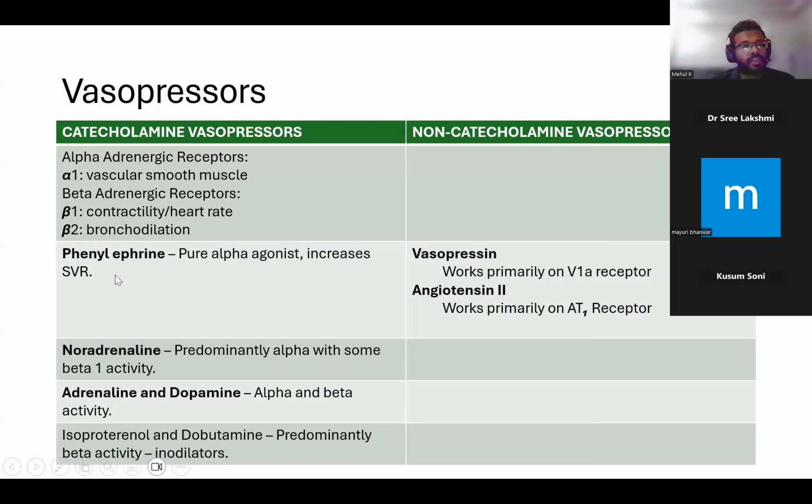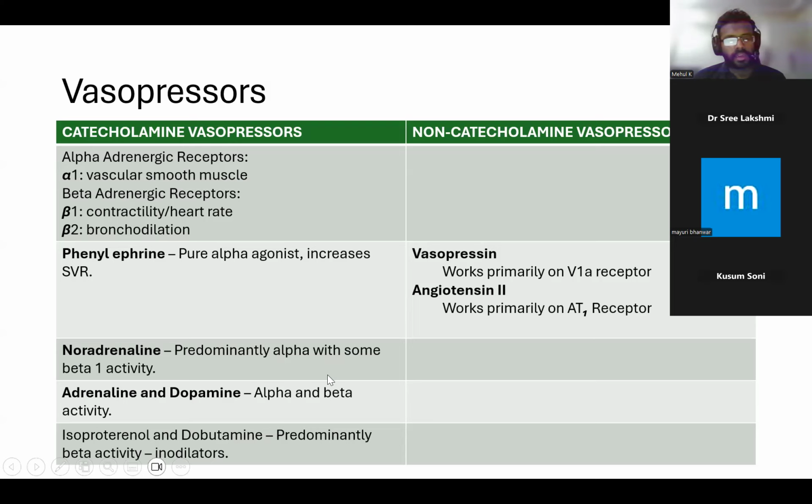So phenylephrine is pure alpha. It basically increases peripheral vascular resistance, and it is not a very commonly used drug, but it can be useful in very specific scenarios where you want to increase your blood pressure, especially as a push dose vasopressor. When you don't want to actually increase the heart rate, it is a very good option.